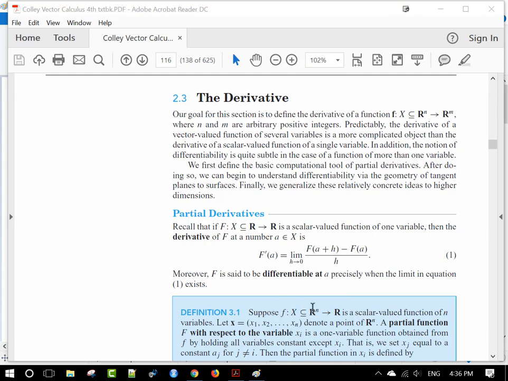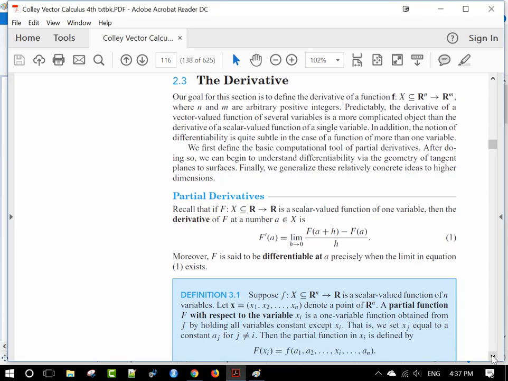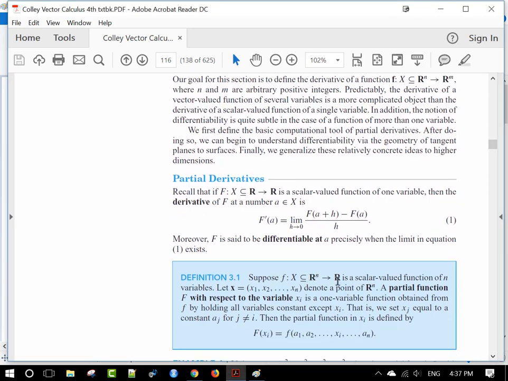Okay, now we go to a multivariate function, but it's still scalar valued. And we're going to define something called a partial function of this function with respect to just one of the input variables. So this has n input variables. So what does that mean?